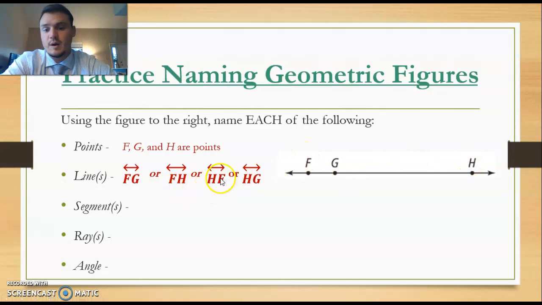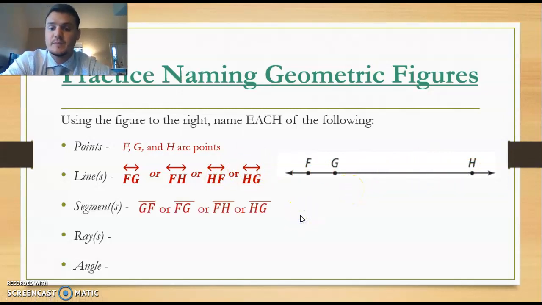H to F, so write the letters in opposite order. H to G, as long as it has the double arrows above that, it's indicating that you're talking about the line that goes on forever in both directions. Segments. So again, segments are just pieces of a line. So G to F is just this segment right here. It could also mean F to G, the same segment, but just named differently. F to H would be from F all the way to H, this segment in between here, which would include point G. And then H to G would also be a segment.